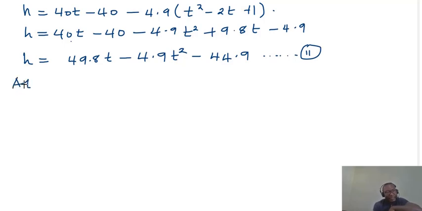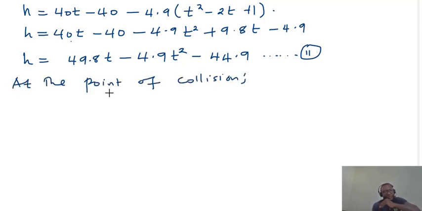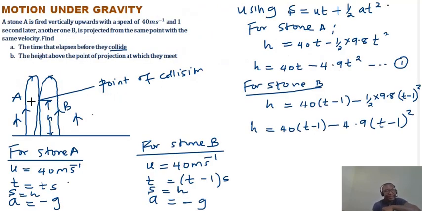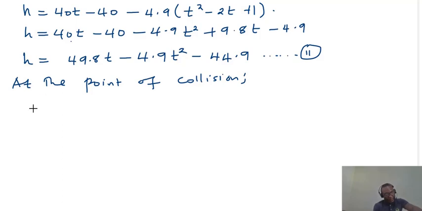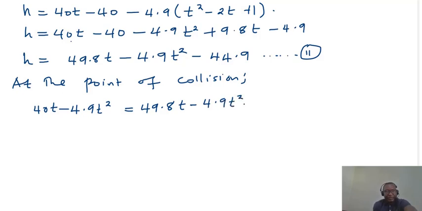At the point of collision, these two stones are at the same height, and that height is h. So we are going to equate equation 1 to equation 2. So we shall have 40t minus 4.9 t squared, this is from equation 1, equaling equation 2, which is 49.8 t minus 4.9 t squared minus 44.9. Right, so some terms are going to go away, so we shall have that term and that term going away.